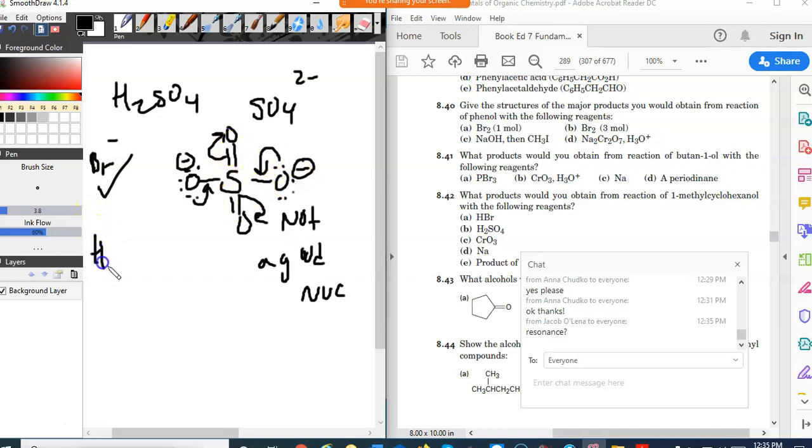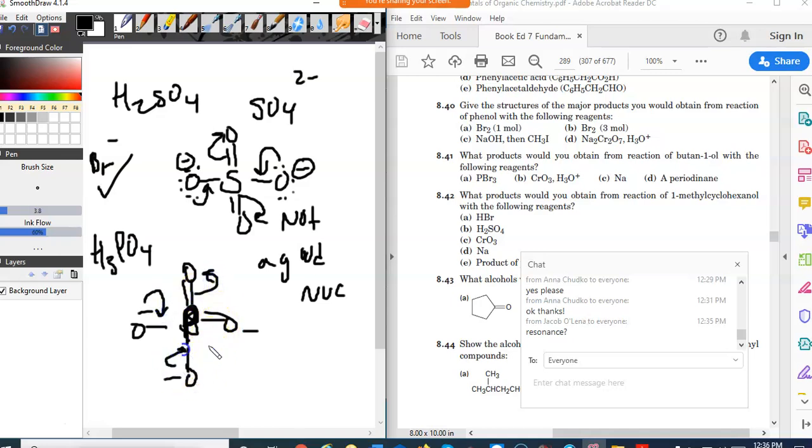Same thing, you remember I said H3PO4 is also a good acid? The reason is because this is the structure of phosphate. Sorry about that S in there, just be a P. So again, this negative charge is preoccupied. All these minus charges are preoccupied in the resonance. So phosphate is also not a good nucleophile.